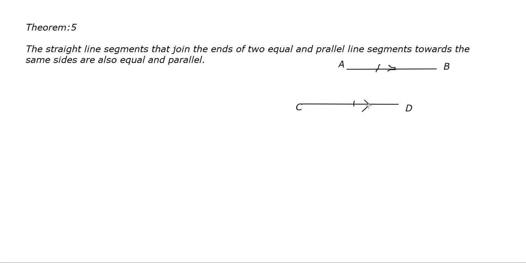Now we have to prove they are. Now let's join this AC and BD toward the same side. Now we have to prove these two, AC and BD, are also parallel and equal as well.